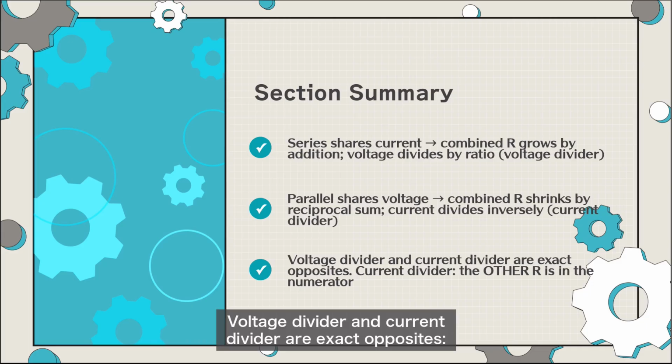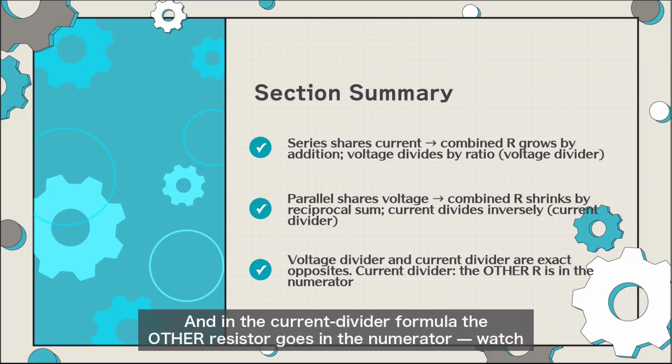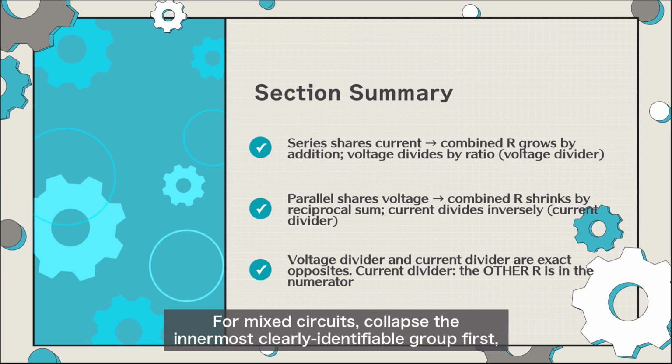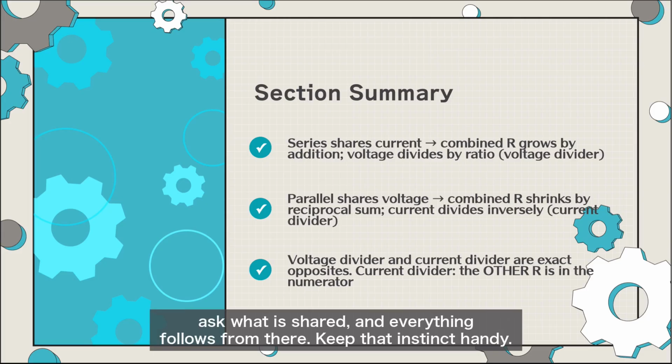Voltage divider and current divider are exact opposites. Bigger R means more voltage, voltage divider direct proportion, but less current, current divider inverse proportion. In the current divider formula, the other resistor goes in the numerator. Watch that one carefully. For mixed circuits, collapse the innermost clearly identifiable group first, then work outward. The whole topic is one thread. Look at how resistors are connected, ask what is shared, and everything follows from there. Keep that instinct handy.